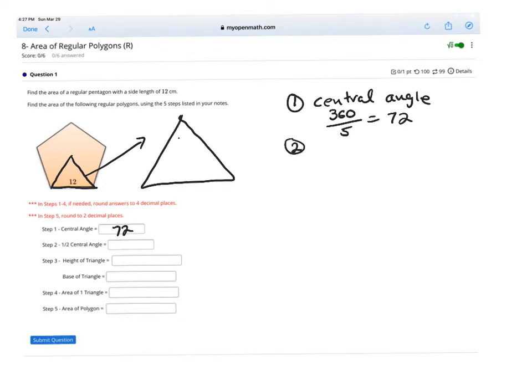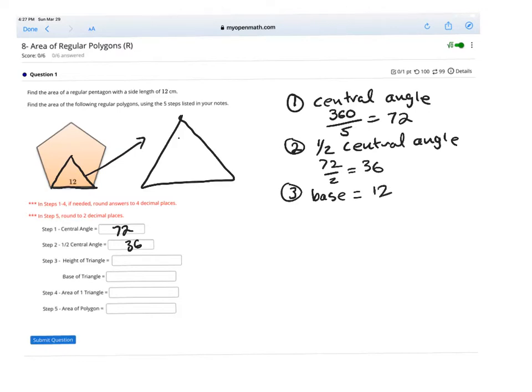The next thing we need to do is take half of the central angle. So in this case, I'm going to just do 72 divided by 2, which is equal to 36. The next step is to find the base and the height. The base is given to us in this problem because we're given the length of one of the sides of the regular polygon, so my base is 12.